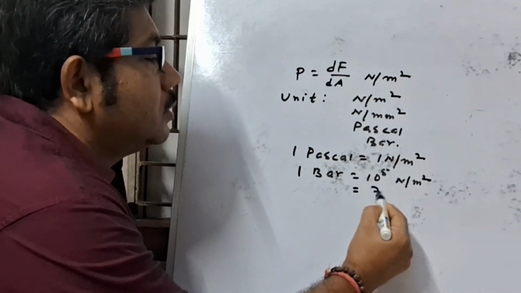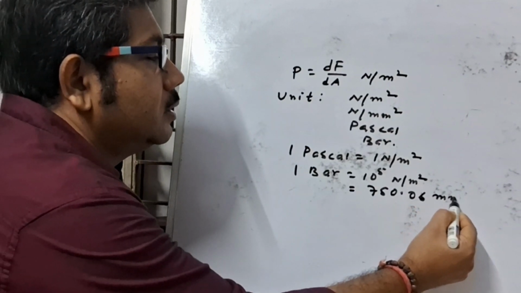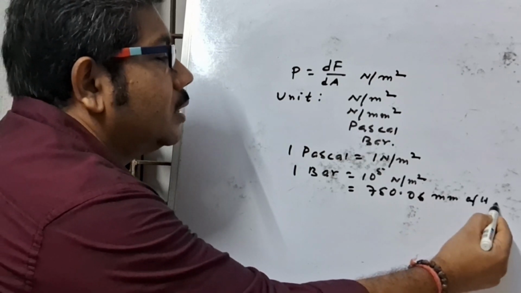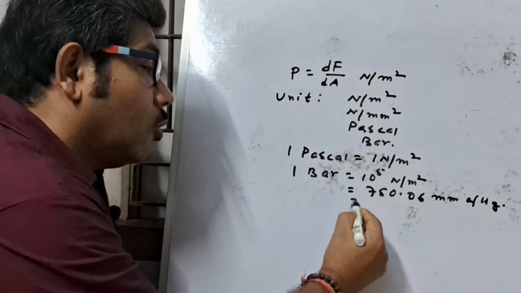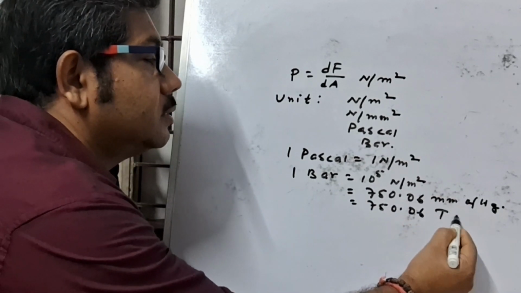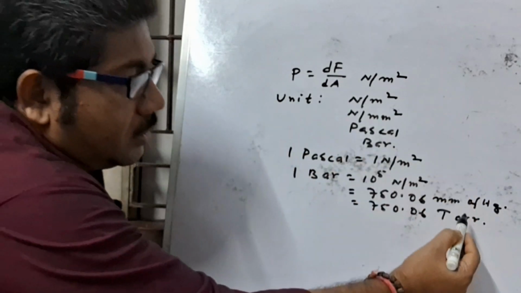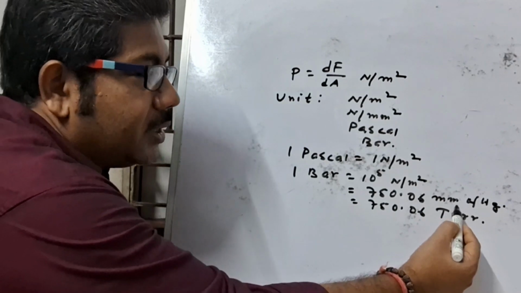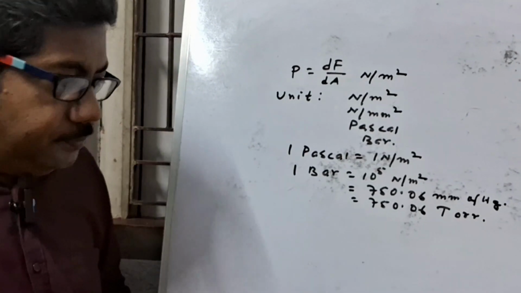Or 750.06 millimeter of Hg, or 750.06 torr. That means 1 torr equal to 1 millimeter of Hg.